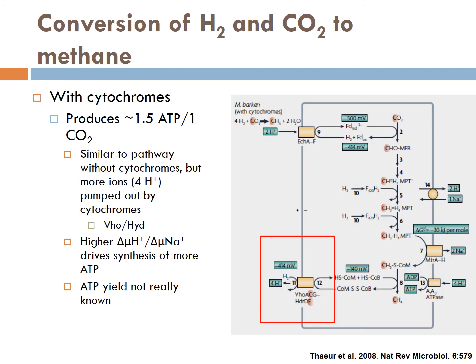The second pathway of methanogenesis with cytochromes produces about 1.5 ATP per carbon dioxide. The pathway is similar to that without cytochromes, but more ions, 4 protons, are pumped out by cytochromes, as you can see in the red box. The higher electrochemical potential of protons that results drives the synthesis of more ATP. The ATP yield is not really known, just that it's higher than for the pathway without cytochromes.